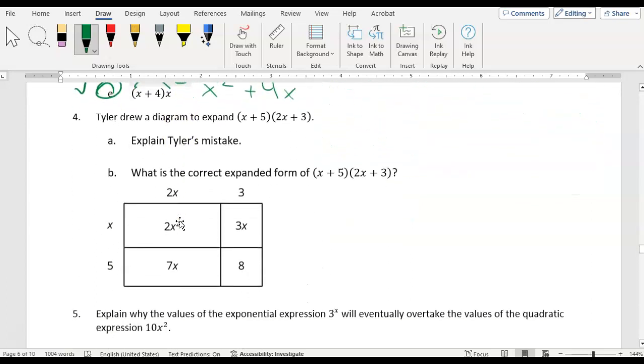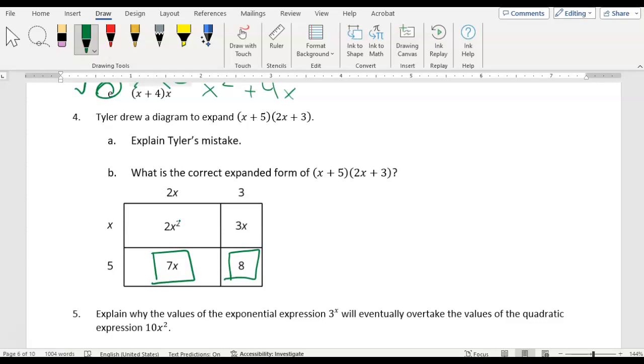Tyler drew a diagram to expand. Explain Tyler's mistake. So here is his diagram, and then we want to figure out what did he do wrong. So I see it immediately. Pause here, see if you can figure out what he did wrong. All right, I'm going to give you a hint now. This one and this one are incorrect. What did he do wrong here?